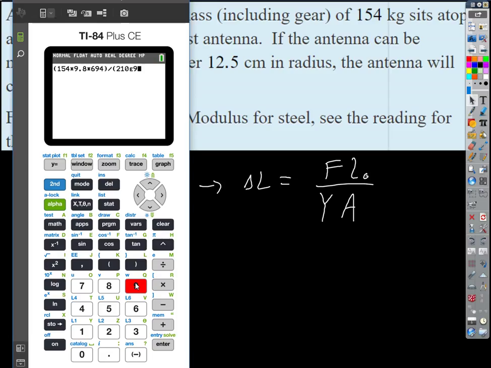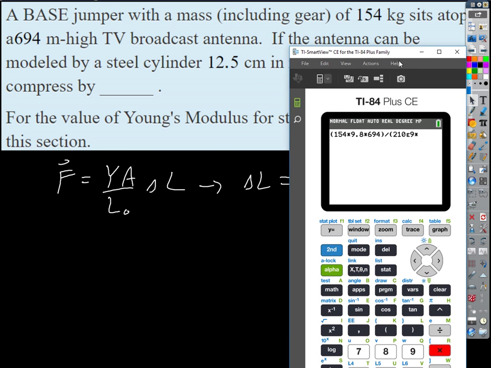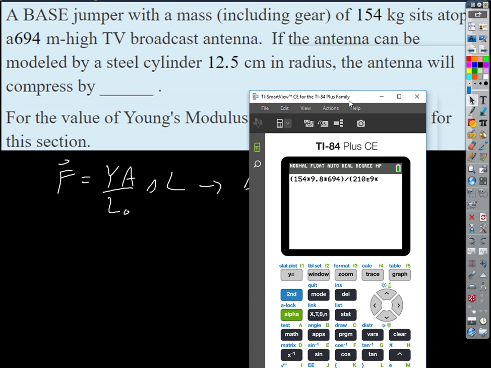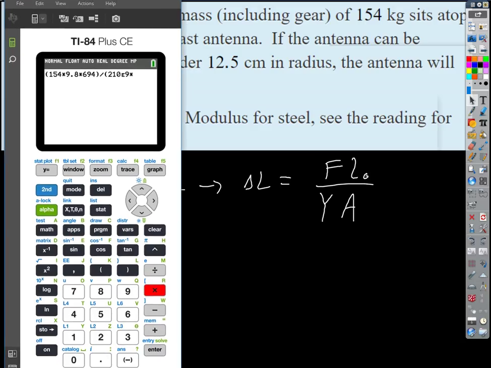Okay, 210 E9 times cross-sectional area. Well, the cross-sectional area, the diameter is 12.5 centimeters, right? So the radius is going to be 6.25 centimeters, so 0.0625 meters. So we have to do pi r squared. Isn't 12.5 the radius? I think it's diameter. Oh, it is? Oh, you know what? I wonder if I messed that up. I bet I meant to make that diameter.